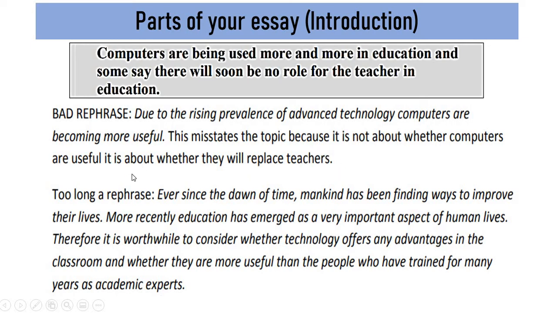So you see? Another example, this is too long, and I don't recommend having too long an introduction. Ever since the dawn of time, mankind has been finding ways to improve their lives. More recently, education has emerged as a very important aspect of human lives. Okay, that is nice, okay? However, you can sum this up into just one sentence, talking about the value of computers or of technology in the field of teaching or in the field of education. This is very broad, important aspect of human lives.